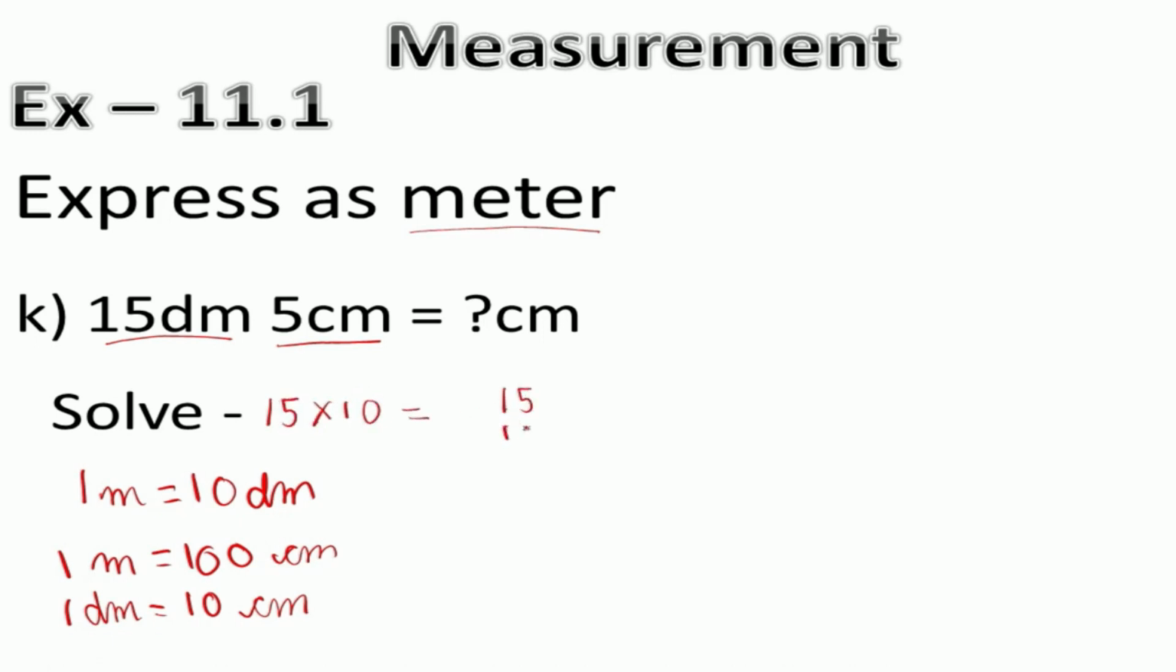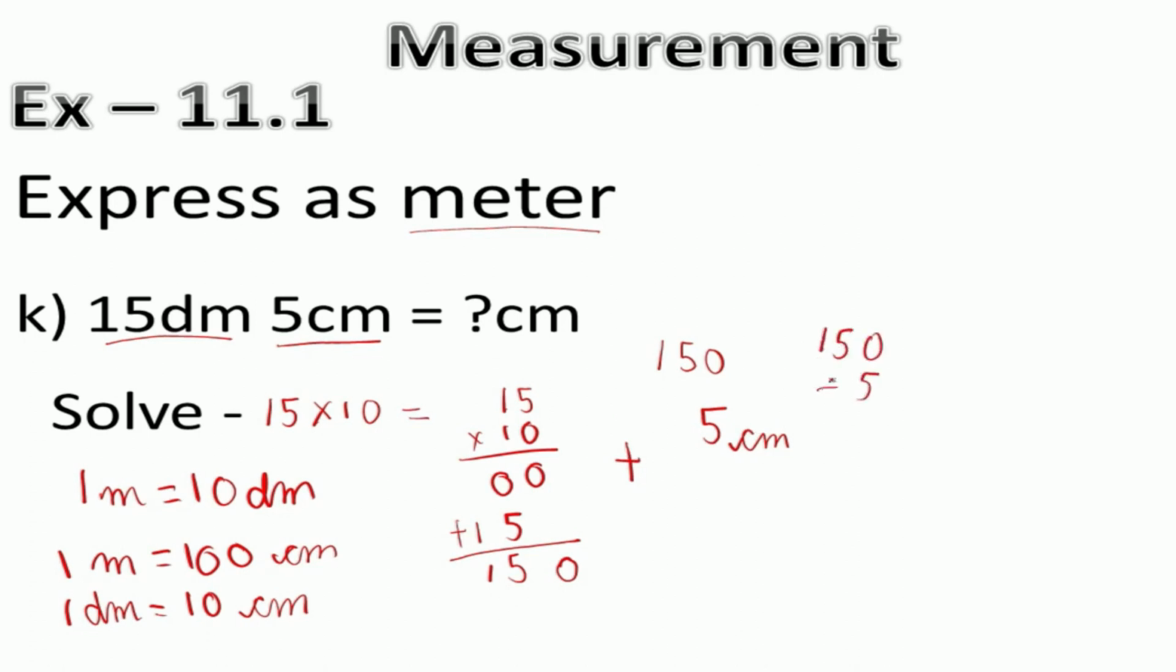Let's multiply. 0 into 5 equals 0 and 0 into 1 equals 0. 1 into 5 equals 5 and 1 into 1 equals 1. Let's add. We get 150. Plus we need to add that 5 centimeter. So it will be 150 plus 5 centimeter. So let's add. 150 plus 5 equals 155, and 1 meter equals 100 centimeters.